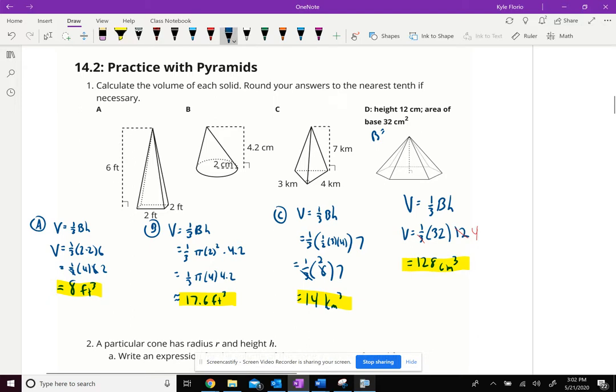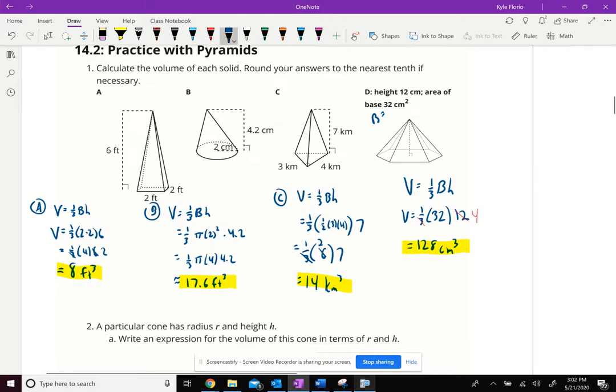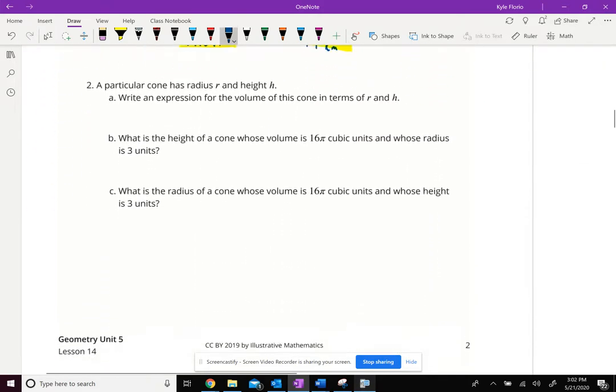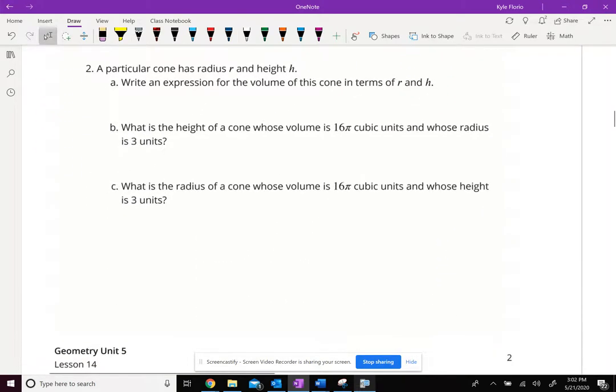So yeah, there's just some practice finding volumes of some cones and pyramids. Number 2, we get a little algebra to do here. A particular cone has a radius r and a height h. So there's our cone. Write an expression for the volume of the cone in terms of r and h.